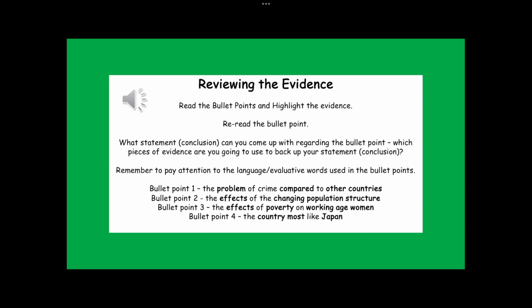Remember, it is vital to pay attention to the language and evaluative words used in the bullet point. The bullet point that we're going to write a quick model answer for is bullet point 1, and that is looking at the problem of crime compared to other countries in regards to Japan, as the question is asking. So notice here that it talks about crime being a problem, and then it's asking you essentially to compare it to other countries. So one conclusion that it's looking for you to draw in that bullet point is the comparison. If you think back to the evaluative language slide, you will have noticed as well that words like compared to featured.